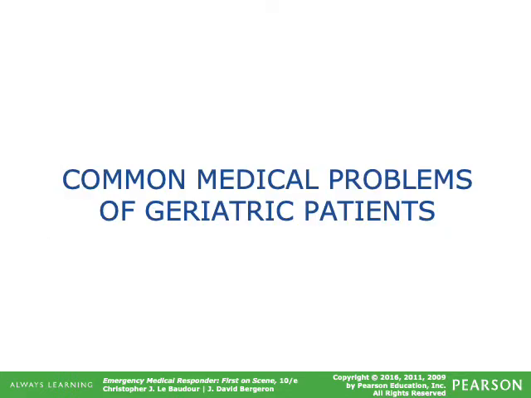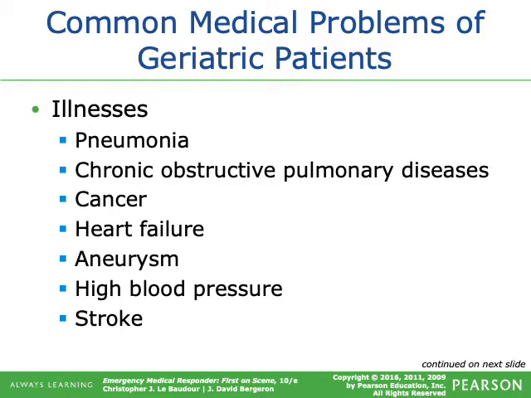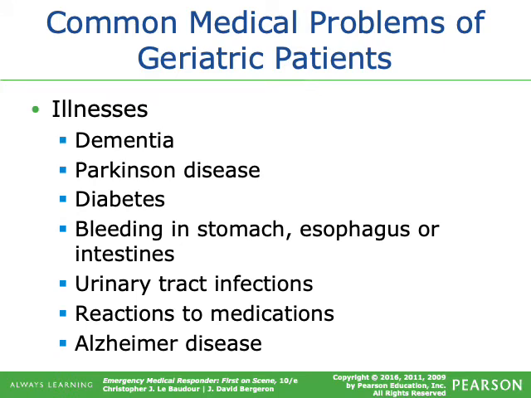All right, common medical problems of geriatric patients. Some common illnesses would be pneumonia, chronic obstructive pulmonary disease or COPD, cancer, heart failure, aneurysm, high blood pressure, stroke, dementia, Parkinson's disease, diabetes, bleeding in the stomach, esophagus, or intestines, urinary tract infections, reactions to medications, Alzheimer's disease.